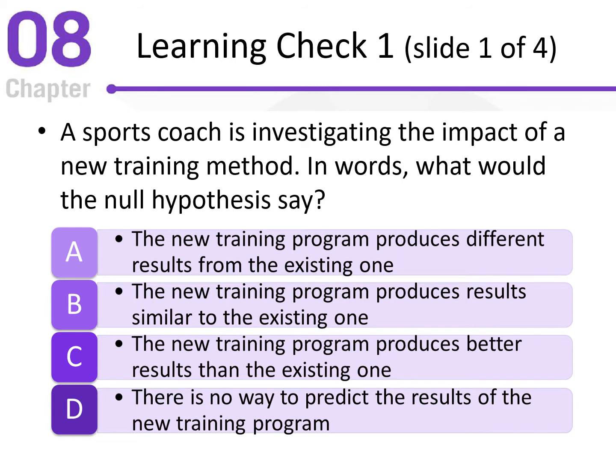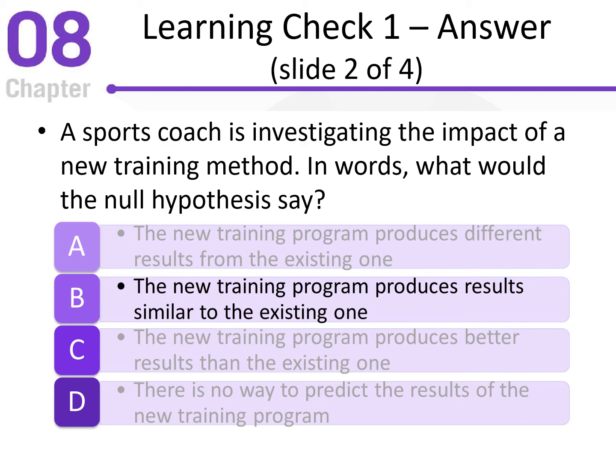B, the new training program produces results similar to the existing one. So it's saying there's no difference. That's what the null hypothesis always says. There's no effect or there's no difference. So since B says there's no difference because it's similar, then it has to be B. That is the answer. The answer is B. The new training program produces results similar to the existing one. That's the null hypothesis.